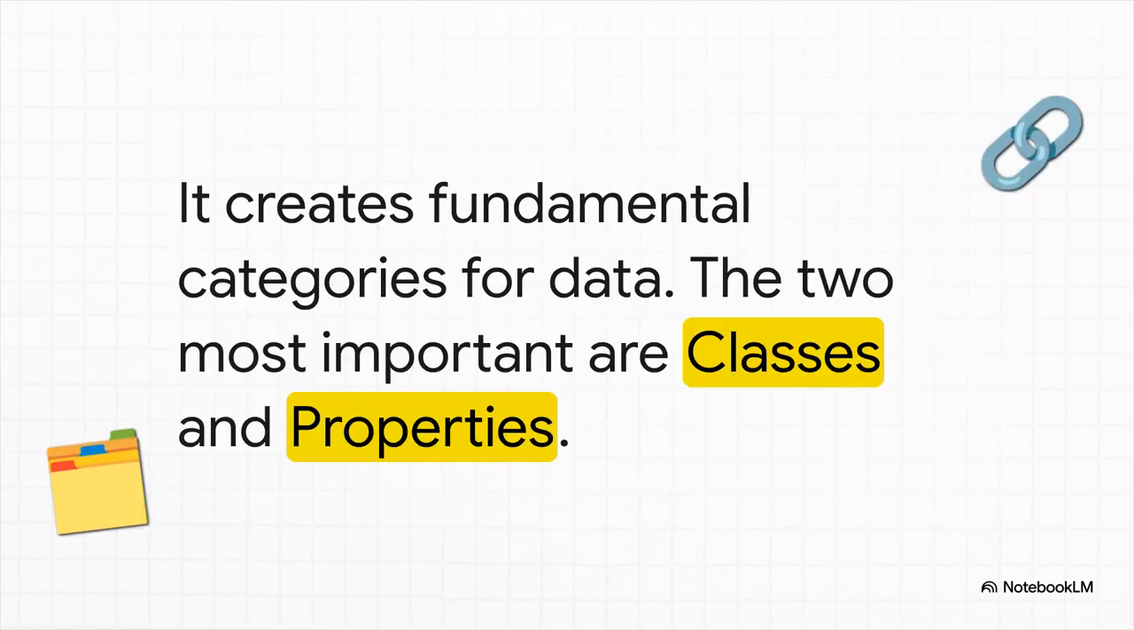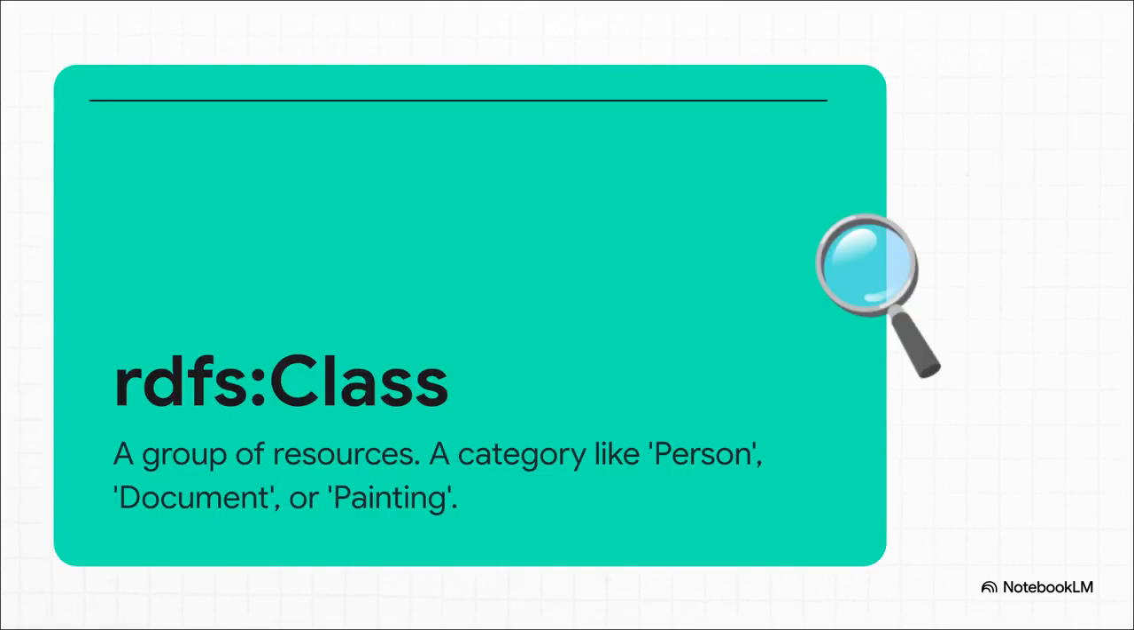And to do this, RDF Schema gives us two main tools. Now, these are the absolute rock-solid core concepts for creating meaning on the web. We're talking about classes and properties. A class is, well, it's pretty much exactly what it sounds like, a category. You know, just like a library has sections for history or science, RDFS lets us create classes like person, document, or painting. So now, finally, we can officially state that Da Vinci belongs to the person class.